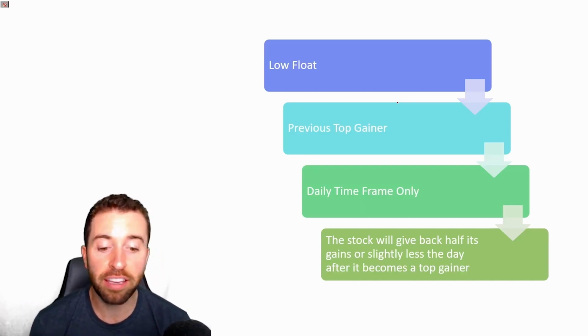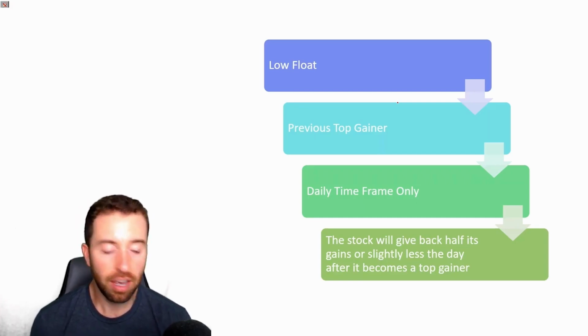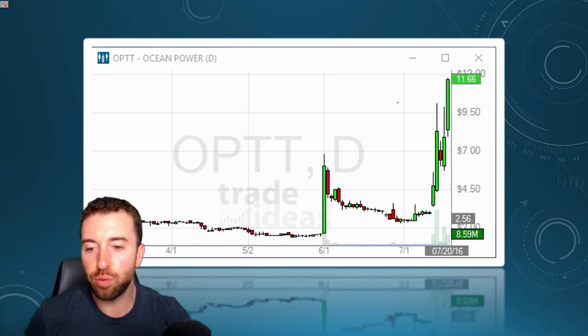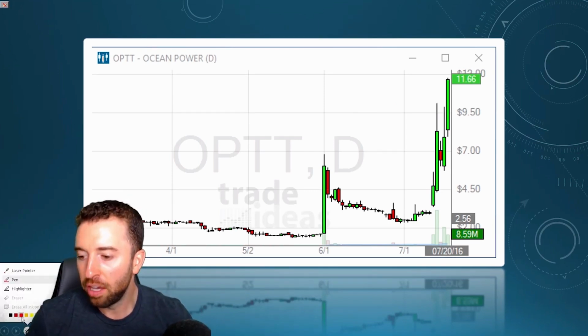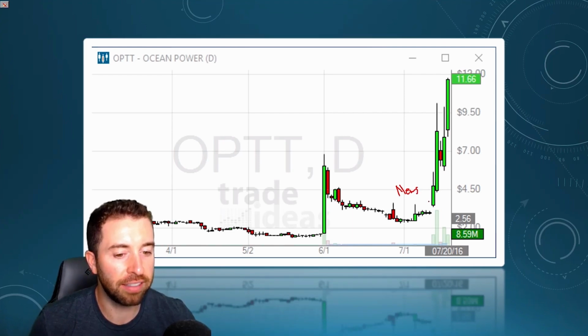And this stock will give back half of its gains the day before and then spike in the future. So I'm going to show you an example of this. What the mid-candle breakout pattern is when we have a monster spike. Usually it's from some sort of news. So let's imagine news comes on out. Here comes news and a stock becomes a massive top gainer, okay?